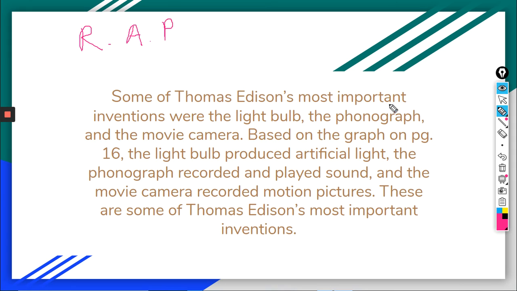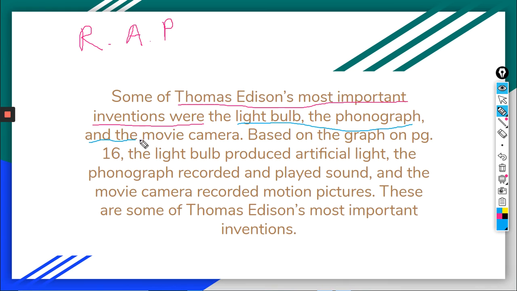Some of Thomas Edison's most important inventions were. Wow. Did I restate the question? Yeah, the question was, what were Thomas Edison's most important inventions? Well, I restated it here. Some of Thomas Edison's most important inventions were. Perfect. Now I need to answer it. Okay. So they were the light bulb, the phonograph, and the movie camera. Did I answer the question?